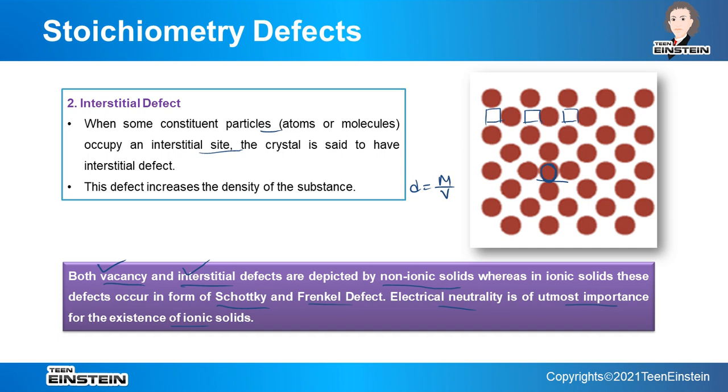But electrical neutrality is very important for ionic solids. So that is why vacancy and interstitial defects are not observed in case of ionic solids. They are mostly observed in case of non-ionic solids. Okay, so this is a very important difference between vacancy and interstitial on one side, Frenkel and Schottky on the other side, though all these four fall under stoichiometric defects.